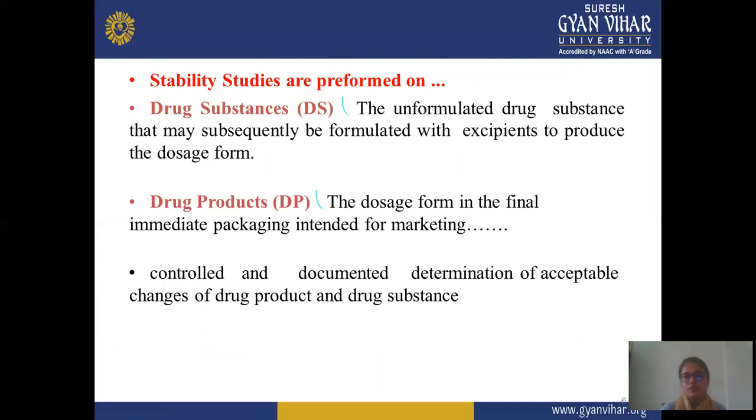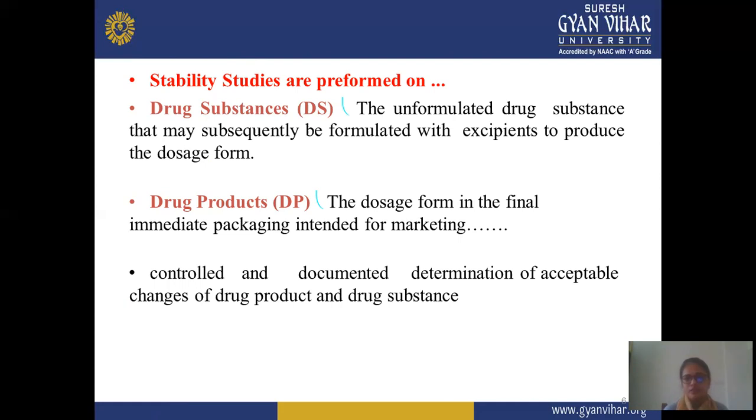Next, a stability study is performed on a drug substance or maybe on a drug product. A drug substance is the unformulated drug substance that may subsequently be formulated with excipients to produce a dosage form. Drug substance means maybe your excipient, maybe your drug, or an individual ingredient. So before starting your formulation, you also check drug substance stability individually. And in this you mainly check subsequently over a particular time limit, or check the interaction, maybe excipient or drug interaction, or drug and excipient interaction. All the drug substances required for your formulation should be free from microbes or should be in a stable condition. You assure all these properties.